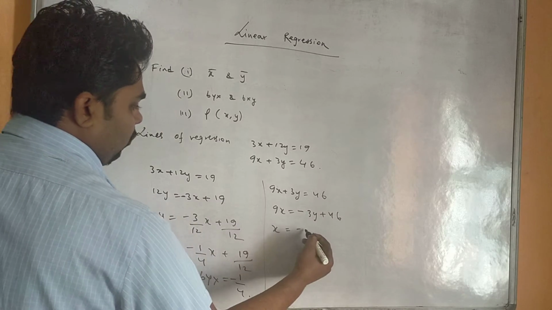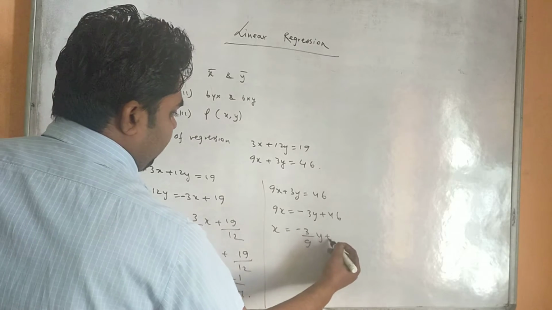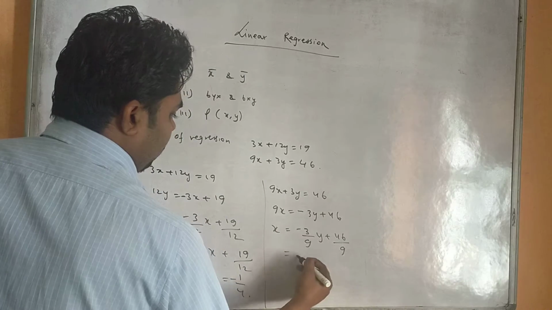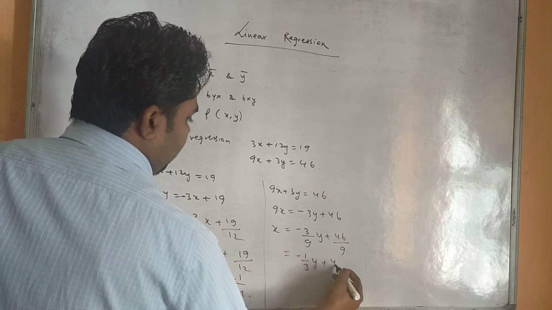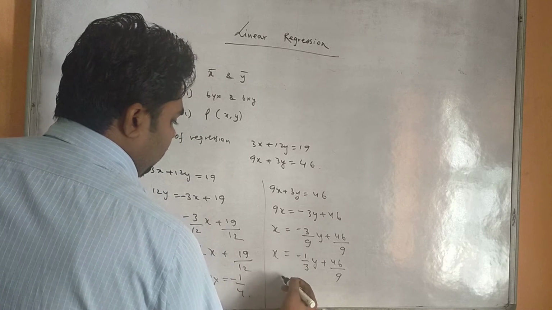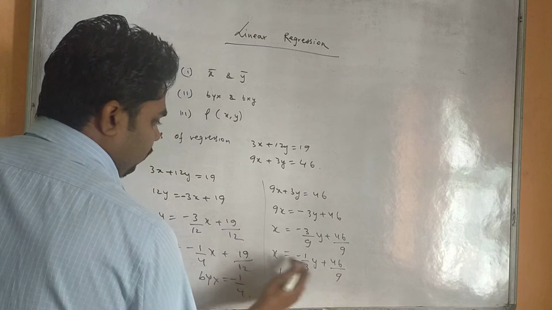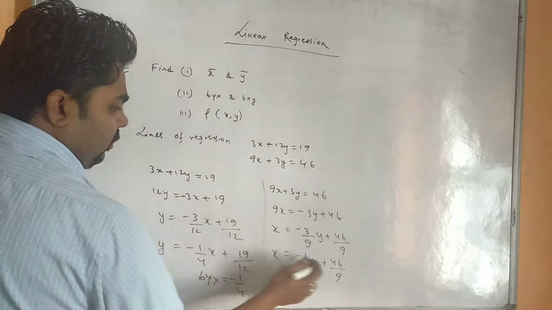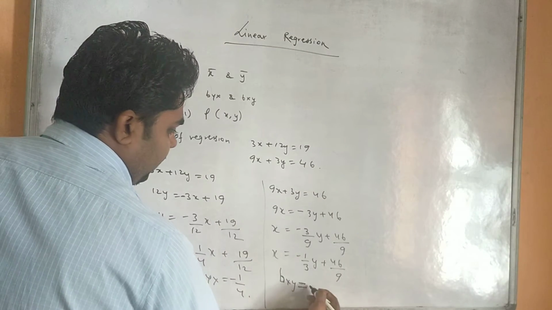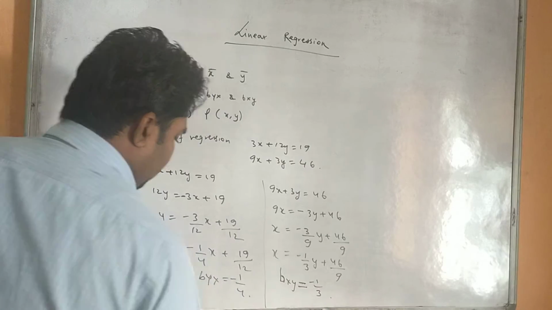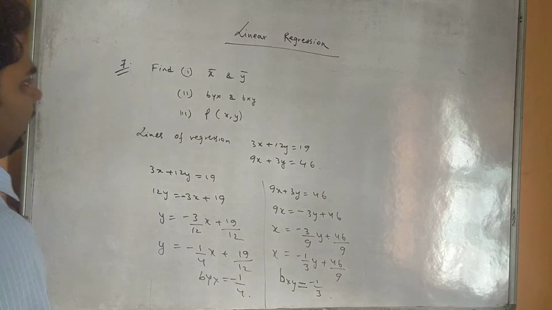Or x equals minus 3 by 9 y plus 46 by 9, or minus 1 by 3 y plus 46 by 9. So what is our bxy? This is our x and y equation, so from the x and y equation we will get bxy. Bxy is minus 1 by 3. So byx is minus 1 by 4 and bxy is minus 1 by 3, right?